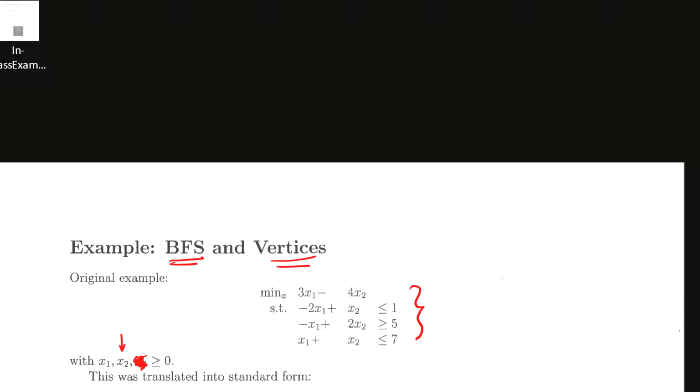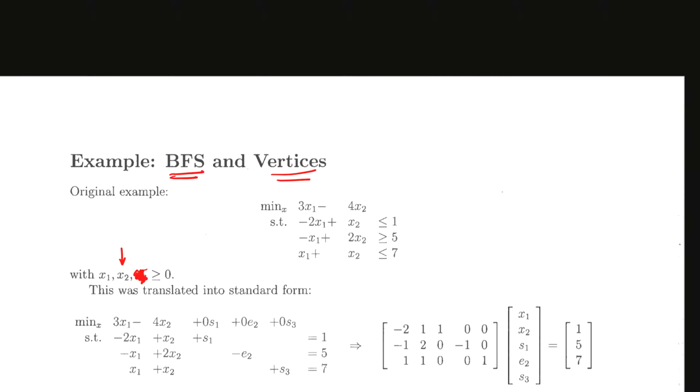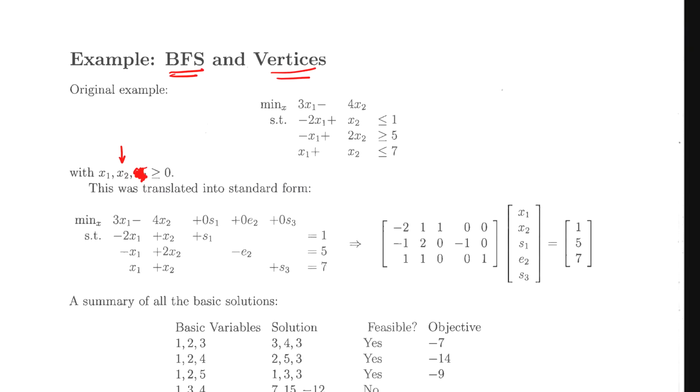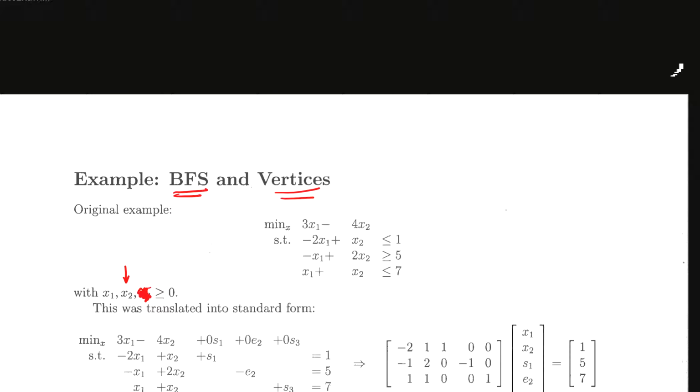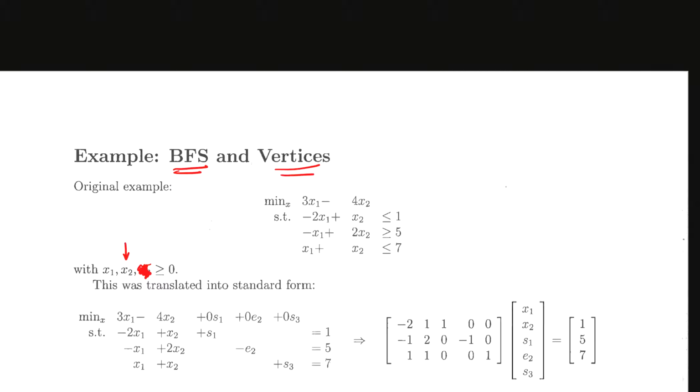Okay, and so let's go ahead and put that into our standard form. For standard form, we just have to introduce our three slack variables, s1, s2, and s3. We create our matrix and our system of equations. So this is A times X equals B.